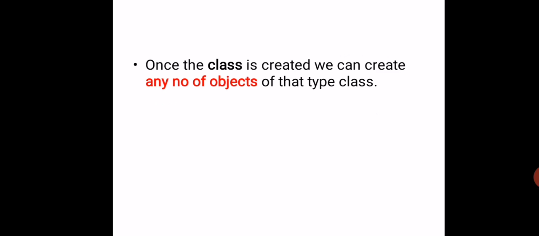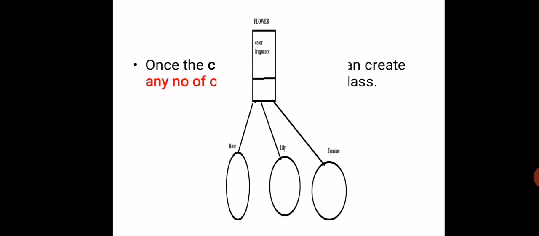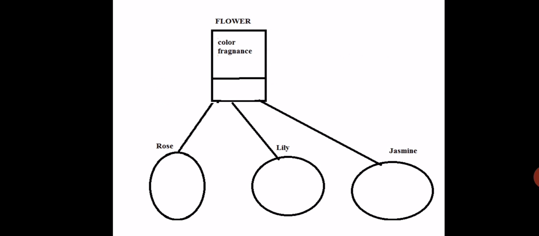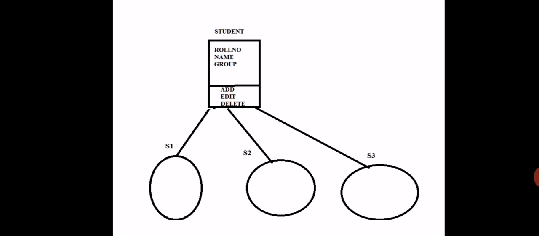Once the class is created, we can create any number of objects or instances of that class type. For example, from a flower class, we can create objects like rose, lily, jasmine, etc. In the same way, consider another class student from which we can create any number of objects.